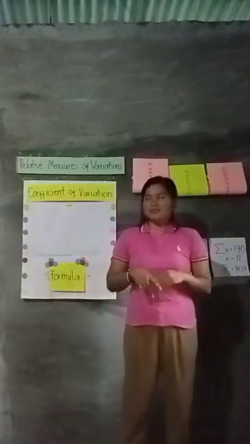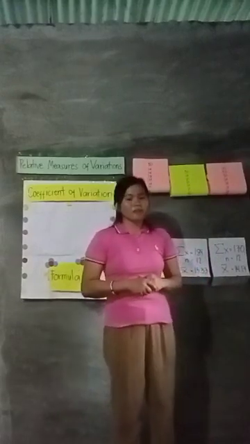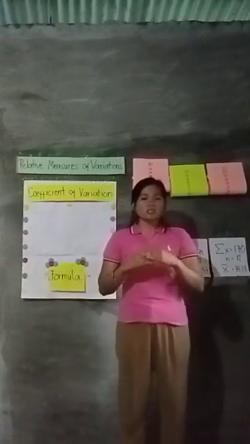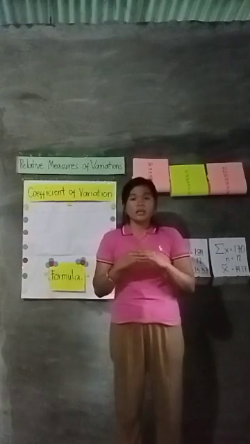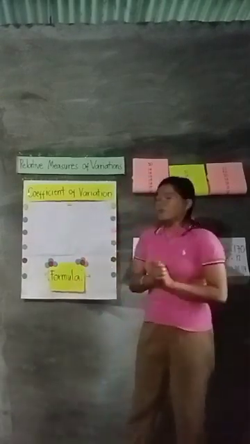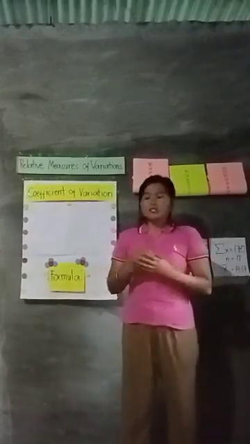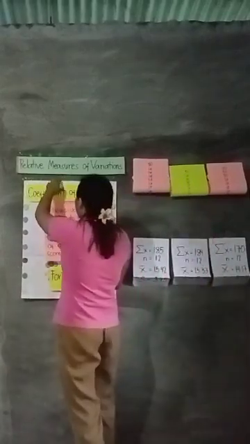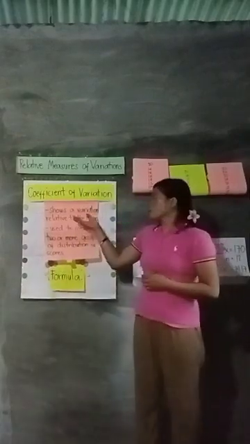My assigned topic is to discuss the relative measures of variation. It means that it measures how spread out the set of data is compared to its mean. So, it is known as coefficient of variation. Coefficient of variation shows a variation relative to the mean.